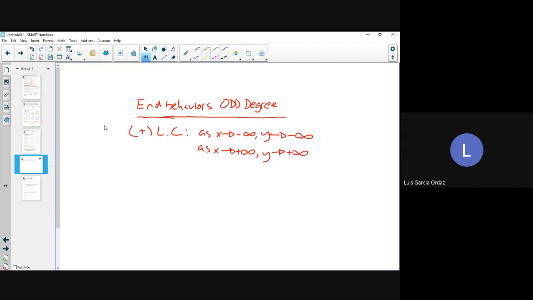So when we have a positive leading coefficient, so that means our a is positive for odd degree polynomial functions, as x approaches negative infinity, y approaches negative infinity, and as x approaches positive infinity, y approaches positive infinity. That would be a positive leading coefficient, y is equal to x cubed.